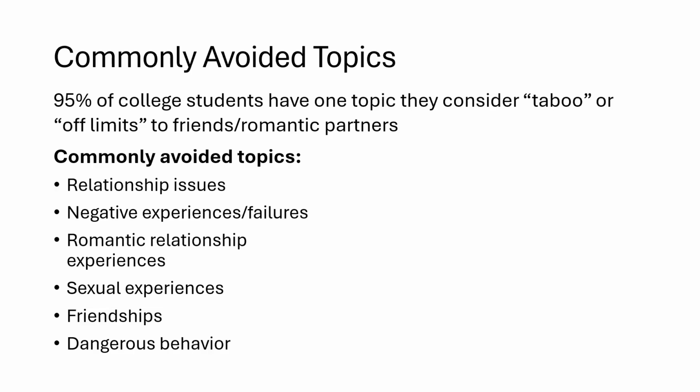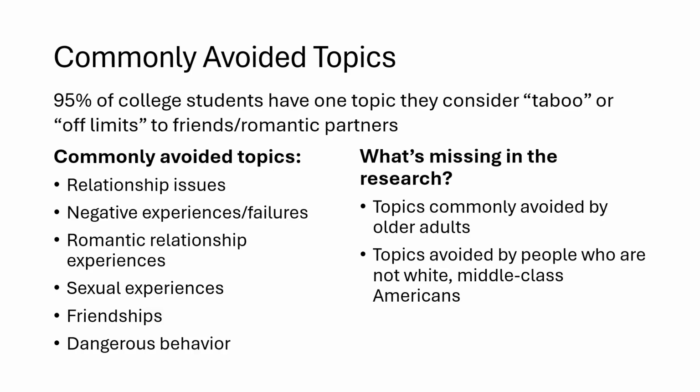Think about who we study when we're studying interpersonal communication. Typically, we are sampling college students and other young adults, which means that there is some information missing in our research. So in this particular example, we might overlook topics commonly avoided by older adults because the research tends to focus on young people. And additionally, topics avoided by people who are not white middle class Americans. So some individuals who do not fit that particular demographic might avoid entirely different topics.